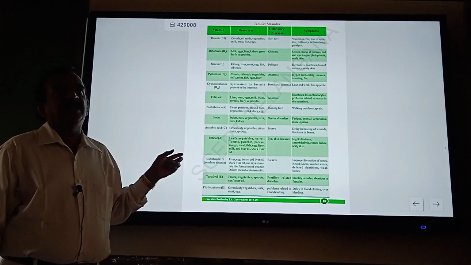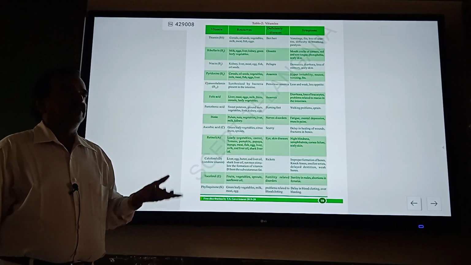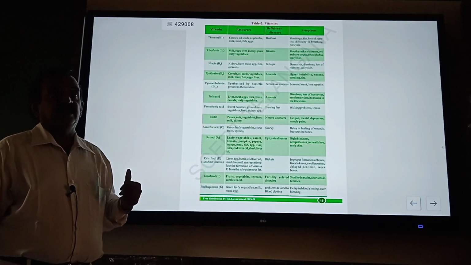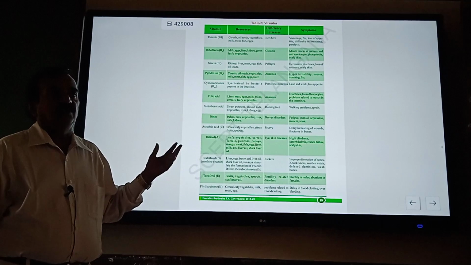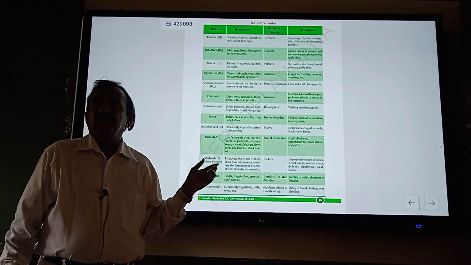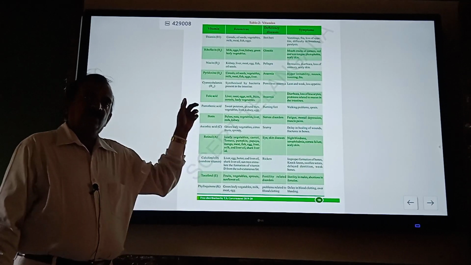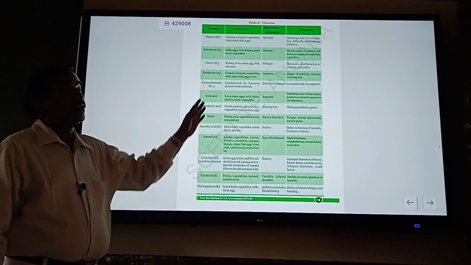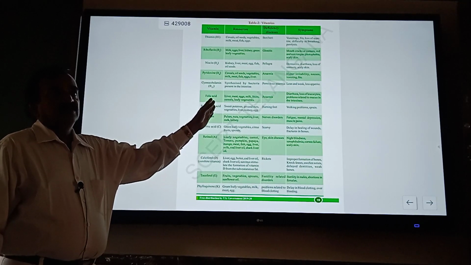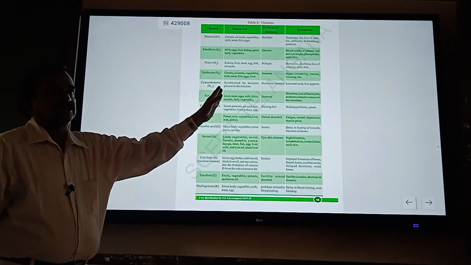How many vitamins are there? 13. Please tell me, how many are there? 13 vitamins are there. Count it: 1, 2, 3, 4, 5, 6, 7, 8, 9, 10, 11, 12, 13 vitamins are there. On one side vitamin is given, next is resources. So these vitamins are present in foods, in substances, resources.